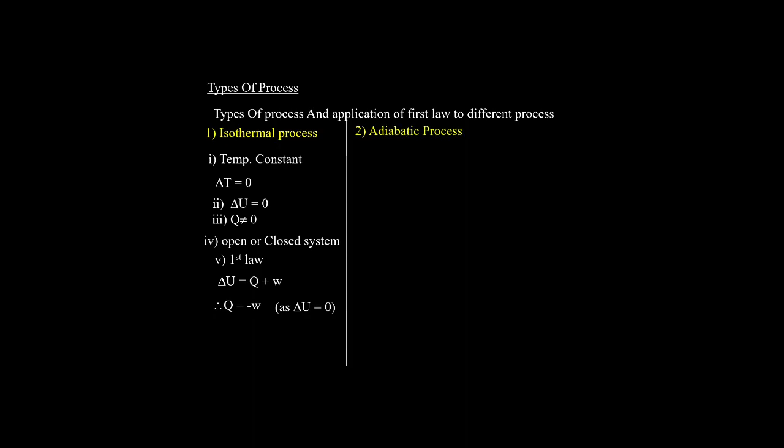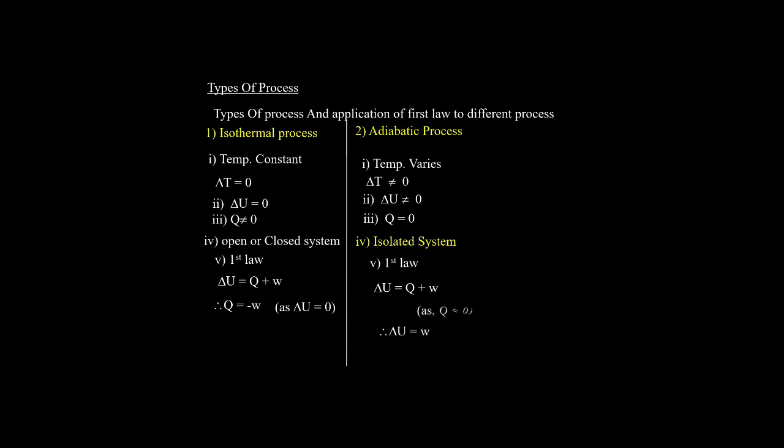Now, let us see another process, that is an adiabatic process. In an adiabatic process, temperature varies, that is, delta T is not equal to 0. Delta U is also not equal to 0, whereas heat is constant and hence Q is equal to 0. Now, this process usually occurs in an isolated type of system. So, according to the first law of thermodynamics, delta U is equal to Q plus W. Here, delta U will be equal to W since Q is equal to 0.